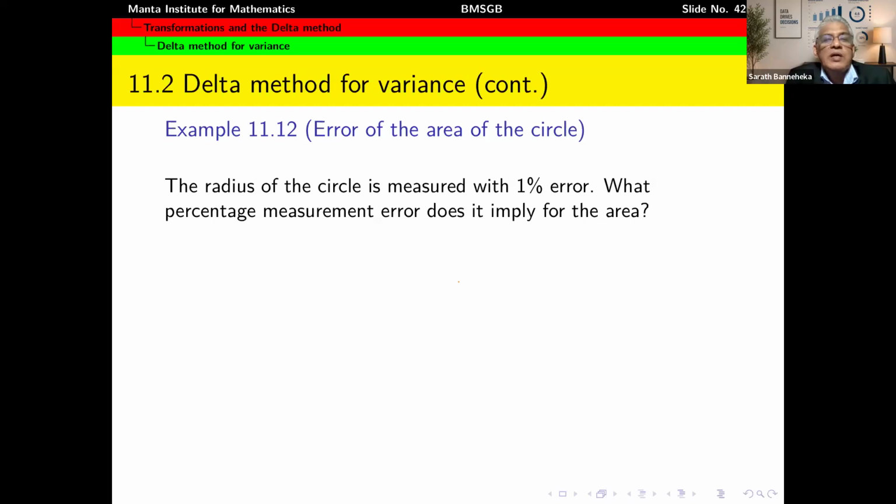Of course, in this case, the radius of this circle is a fixed value. We don't know the radius, that's why we are measuring it. So suppose the radius is some unknown quantity denoted by rho. Suppose the observation, the measured value, is denoted by x. In that case, the error will be x minus rho. So is this problem telling us that x minus rho is 1% of rho? Is that what it's saying?